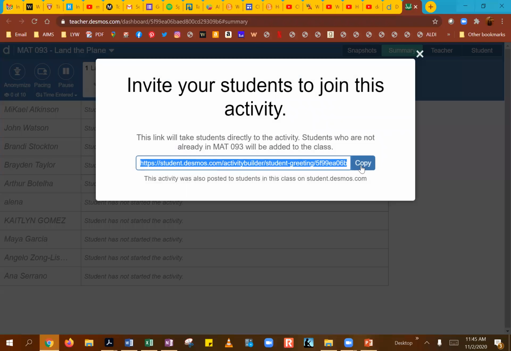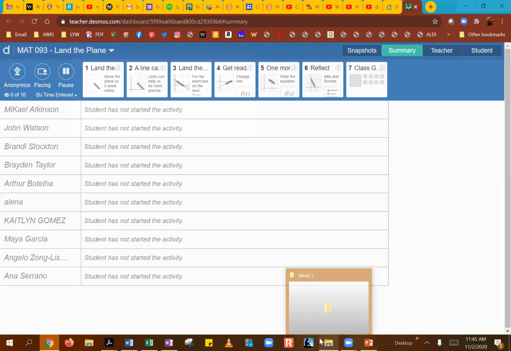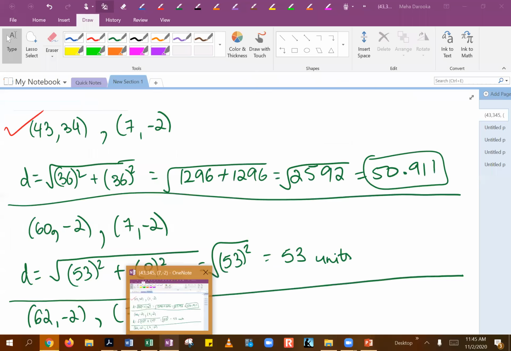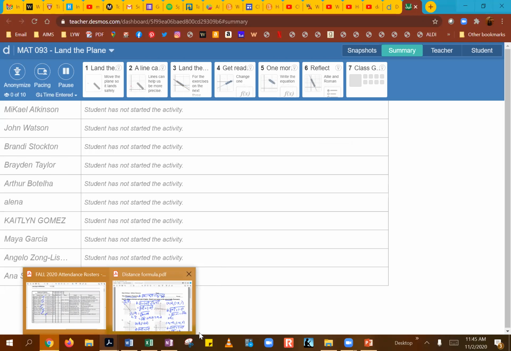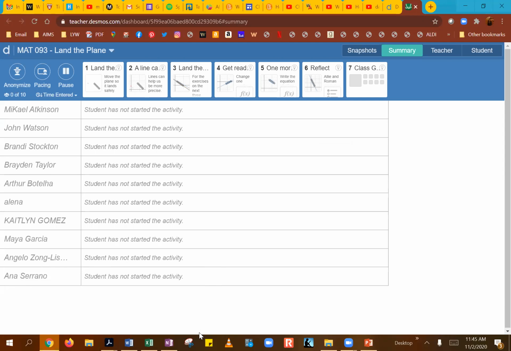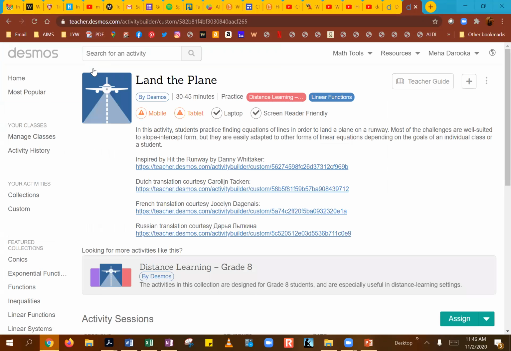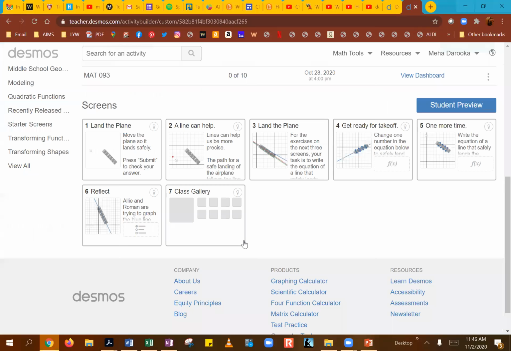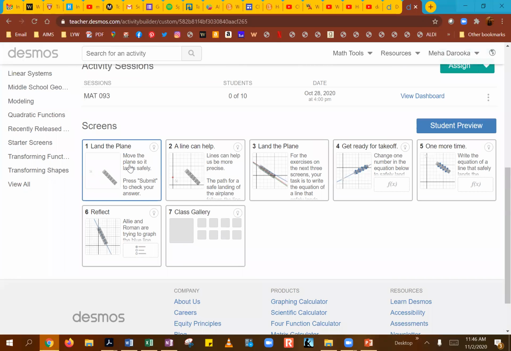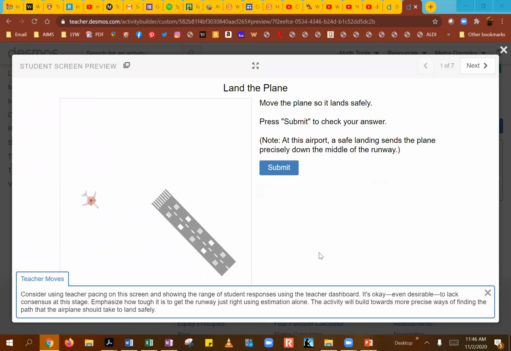There we go. So this is, again, just to help us out with the graphing. And I thought this was a really neat assignment. This one is about, again, looking at the slope of the line and trying to see if we can land the plane. Basically, you have to align the plane with the landing strip. Let me show you a preview over here.